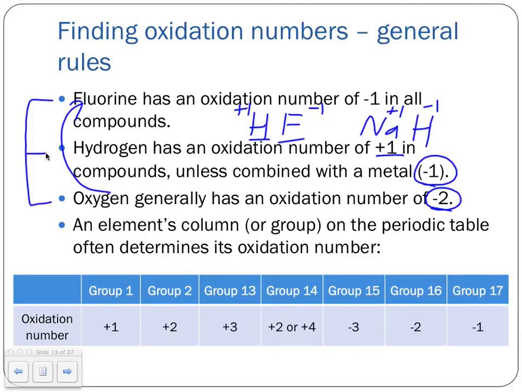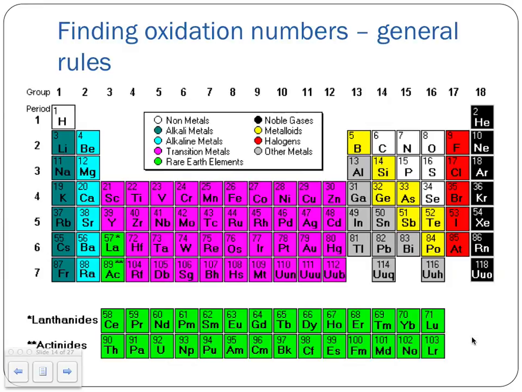Now, we're not going to go through every single element the way we have these three. These are the three important ones that we want to know right off the bat. For most other elements, at least those in the main group of the periodic table, an element's column number, or its group, often determines its oxidation number. We have a table down the bottom that shows this. So elements in group 1 have an oxidation number of +1. Elements in group 2 are typically +2. Elements in group 13, +3. Elements in group 14 are either +2 or +4. They could be either one. Group 15, -3. Group 16, -2. Group 17, -1.